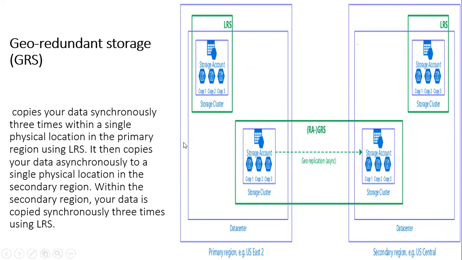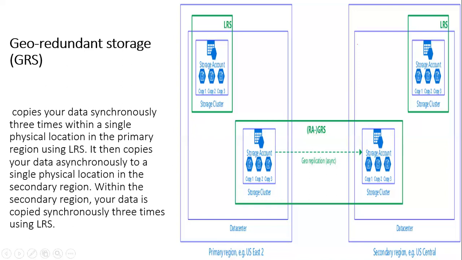So what happens when I adopt the GRS technique is it will copy your data three times within a single physical location in the primary region. This is my primary region, which is East US, which I have selected. Then it copies your data asynchronously to a single physical location in the secondary region. This is my secondary region. This data is getting replicated in my secondary region. Now, within the secondary region, again, your data is copied three times using LRS.